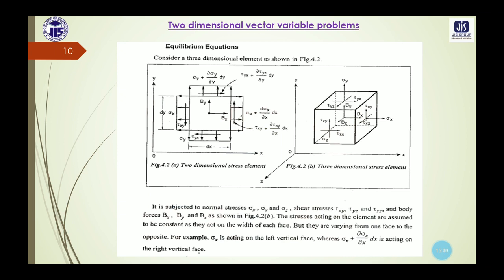The considered three-dimensional element is subjected to three normal stresses, three shear stresses, and three body forces in the three different directions. Now the stresses acting on the element are assumed to be constant as they act on the width of each face, but they are actually varying from one face to the opposite. Like sigma x is acting on the left vertical face, whereas sigma x plus del sigma x by del x dx is acting on the right vertical face. So this concept is actually known to us.